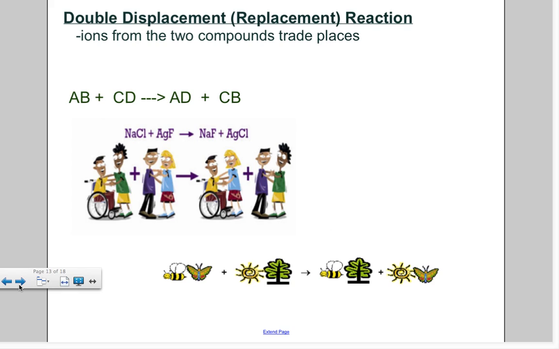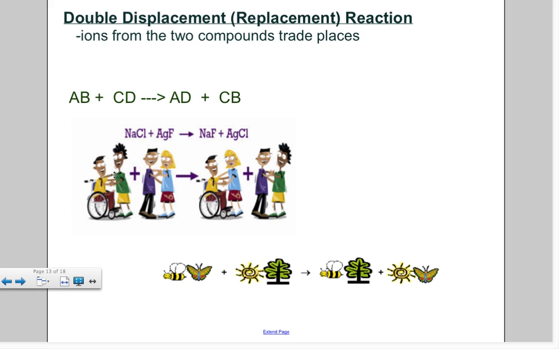Okay, then on Tuesday we will go over double displacement. And in double displacement or double replacement reactions, this is pretty easy because all that happens here is the ions from the two compounds trade places. So A and C switch partners. So it would be A would go with D and C would go with B. So we just switch the two metals, A and C.